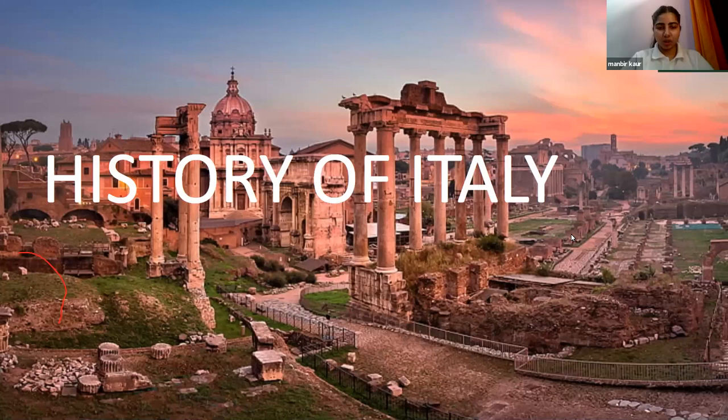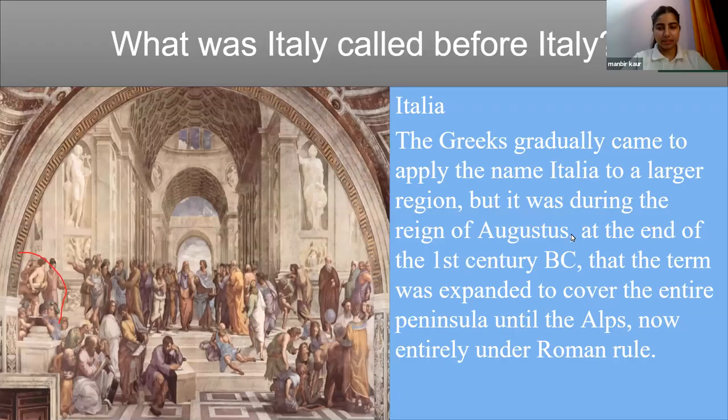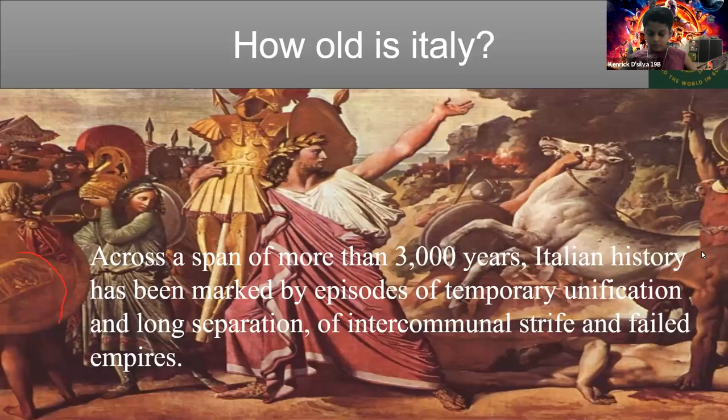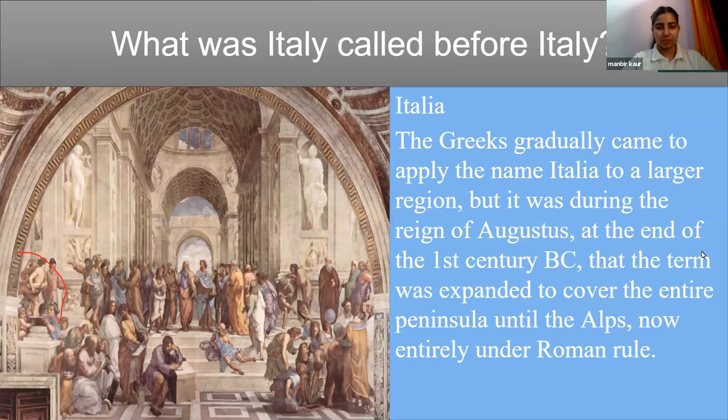Now we will have a quick overview of the history of the country. Next slide. Before the country was introduced as Italy, earlier it was known by the name Italia. The Greeks gradually came to apply the name Italia to a larger region, but it was during the reign of Augustus, at the end of the first century, that the term was expanded to cover the entire peninsula up to the Alps.